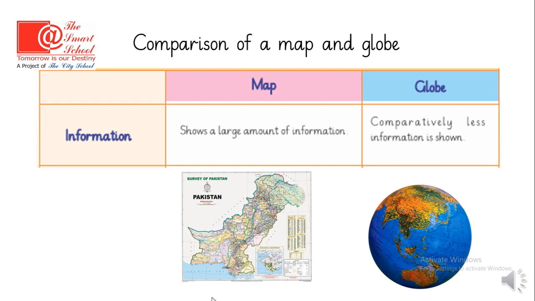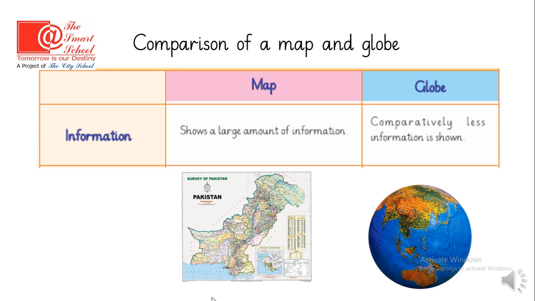Maps show a large amount of information, just like we discussed that it can be of any city, even of a town. And of course, it shows more information. Just like it can show you the network of roads in a city or in a country. It might show you the climate of a place. So maps show large amount of information. Comparatively, less information is shown in a globe.